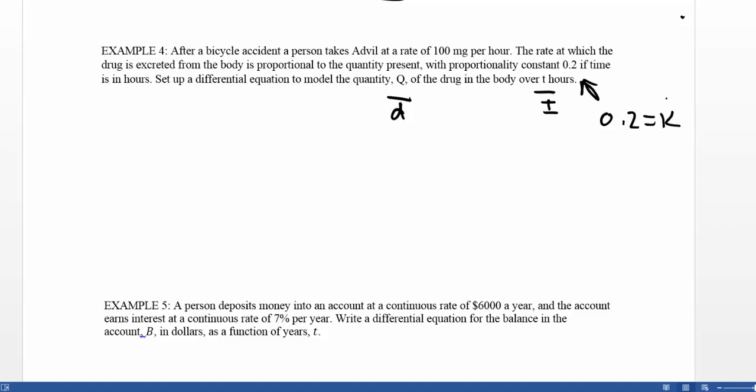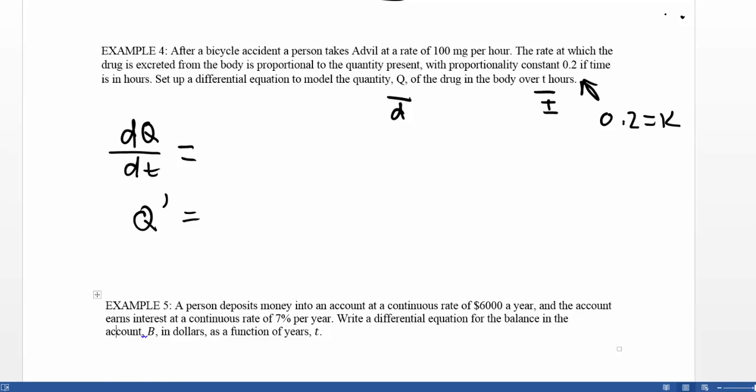So when we set up our differential equation, we are interested in how the quantity changes over time. So either dQ/dt or Q prime. The things we need to incorporate are the amount of the drug going in, which is 100 milligrams per hour, and the amount of drug that's being let out, the excreted part, of 0.2 with our constant of the quantity.